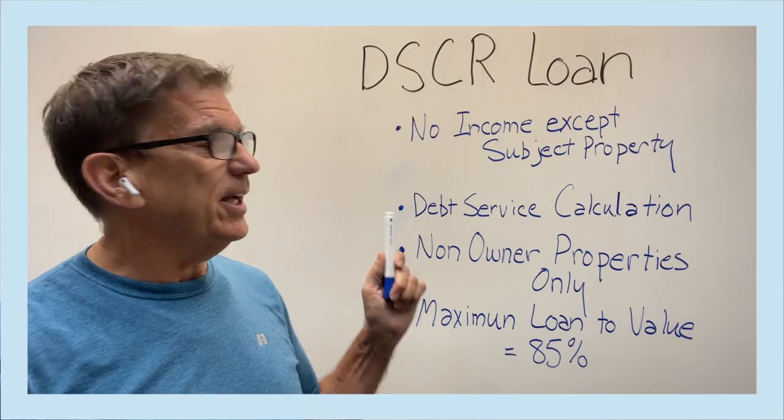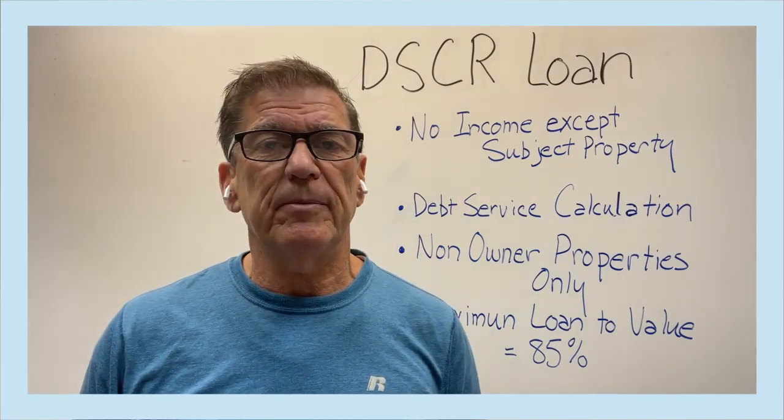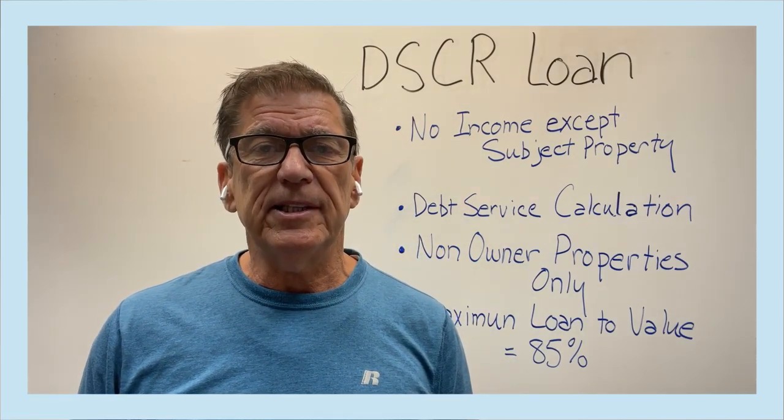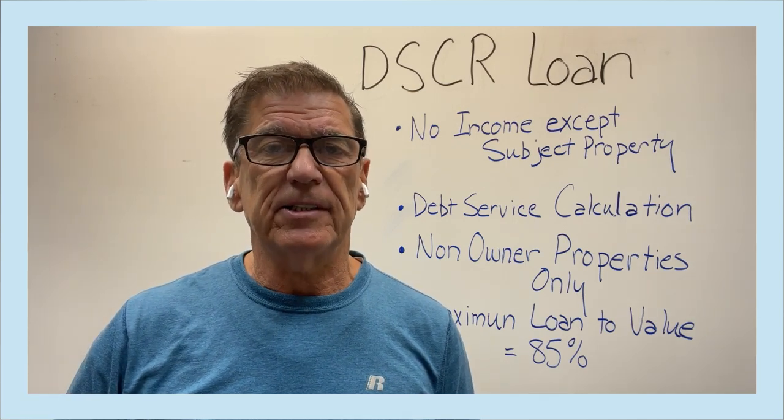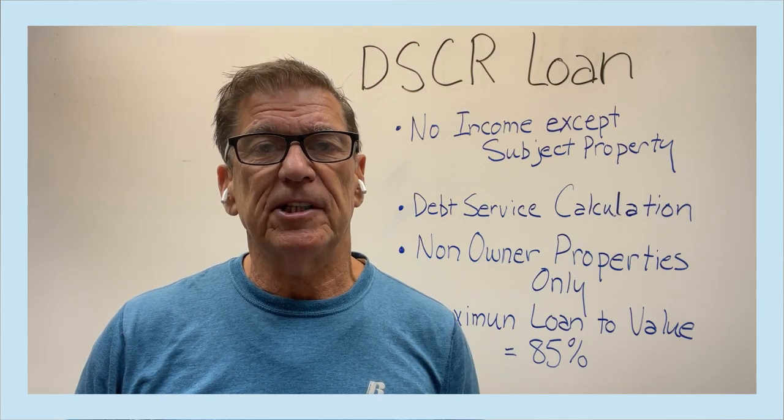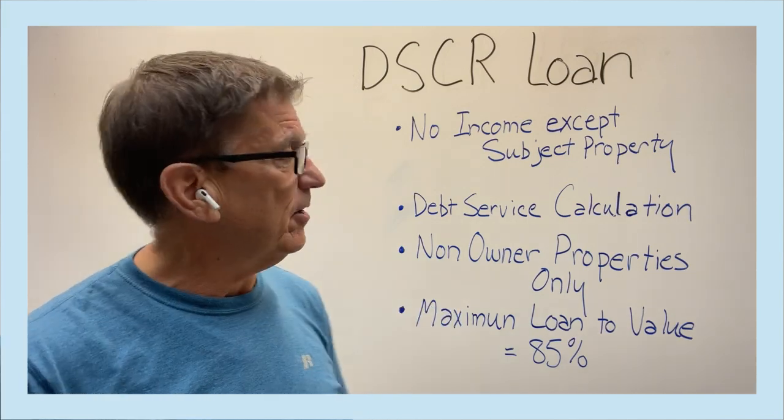Understand that we're going to do a debt service calculation of this. I'm going to show you what that means in just a second here. We basically want the income on the property to service the debt on the property, and that's principal, interest, taxes, and insurance. We'll look at that in just a second here.